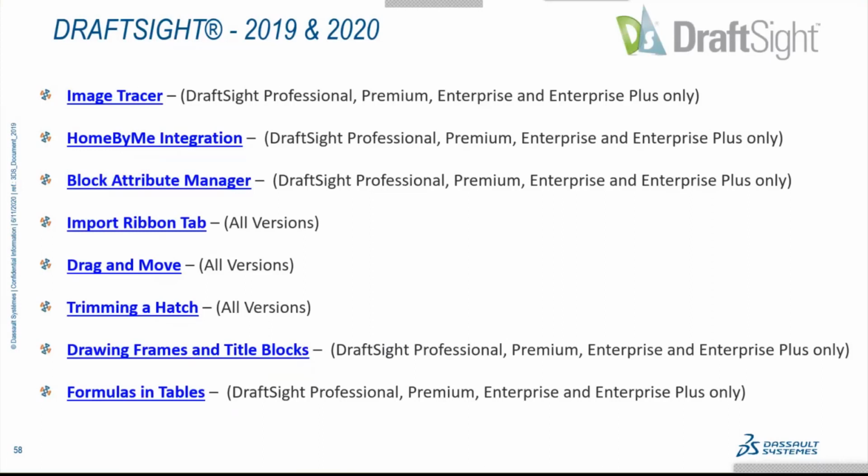The drag and move is in all versions. Trimming and hatching is in all versions. Also, if we look at drawing frames and title box, that's in the Pro and the Premium and also Enterprise. And the formula tables is in the Pro. So if we want smart formula tables, Excel tables to use inside DraftSight, you're going to need Pro at a minimum to do that if you have that functionality currently.